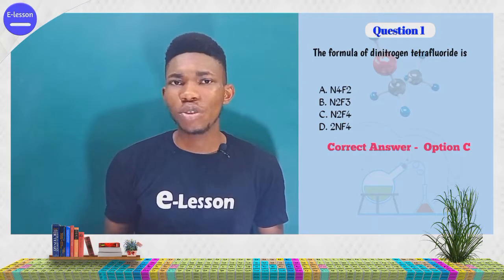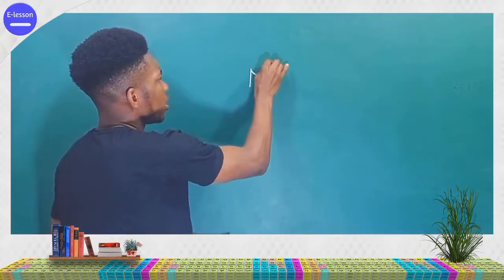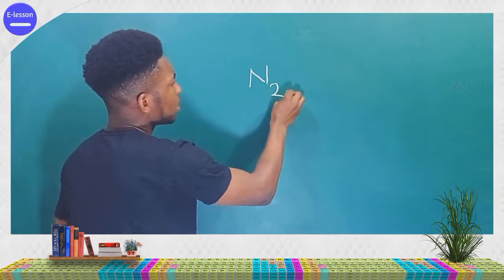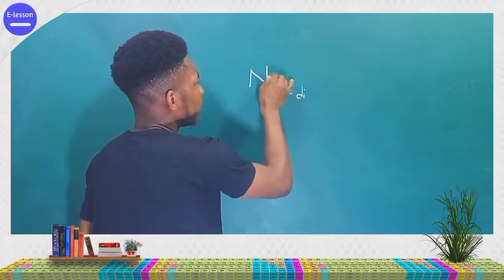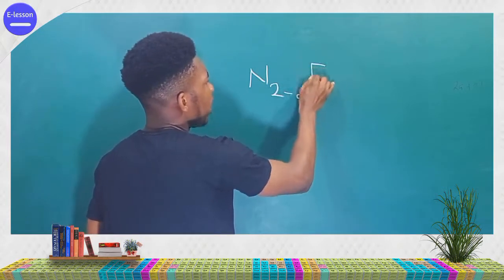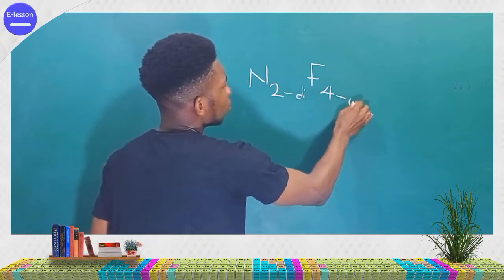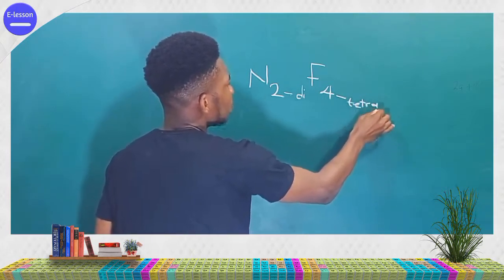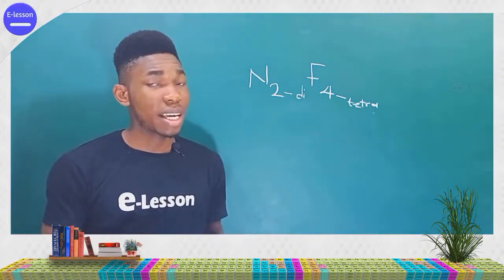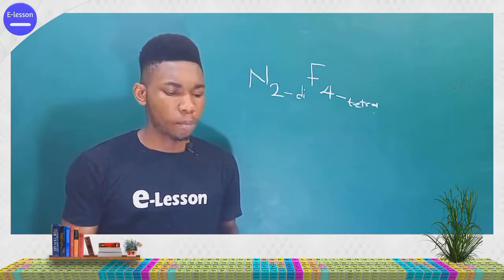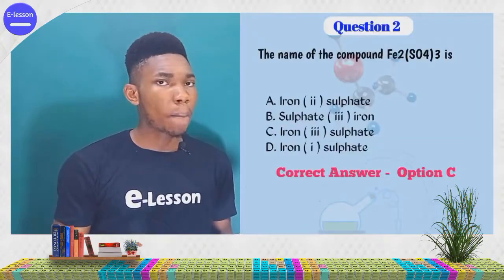N2F4, dinitrogen tetrafluoride. Nitrogen is N, 2 means what? Di. Are we getting it? Dinitrogen. Then we have fluorine, tetrafluoride. Tetra means what? 4. Are we getting it? So the correct answer to that question is option C, which is N2F4.